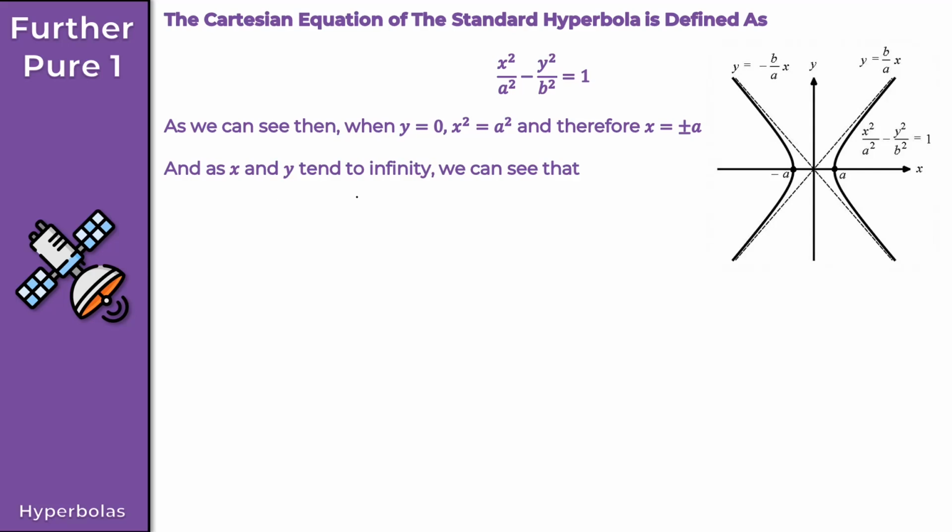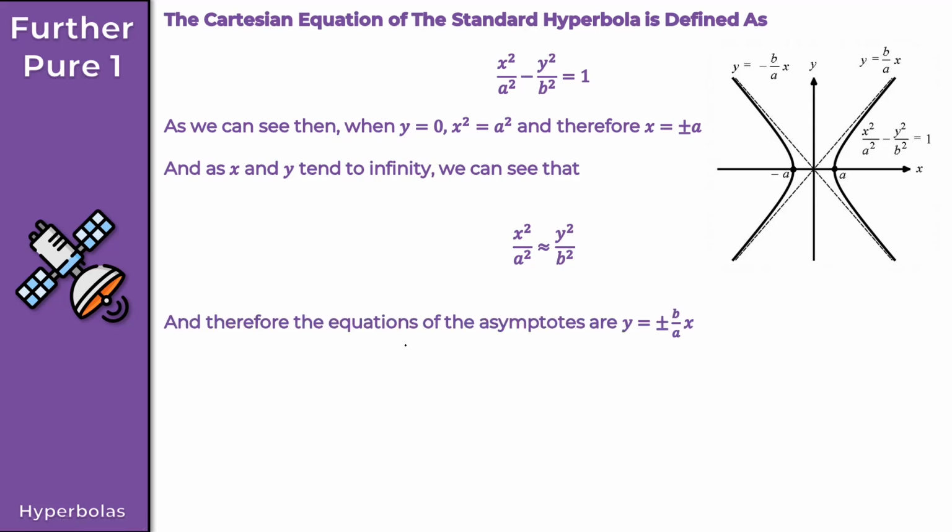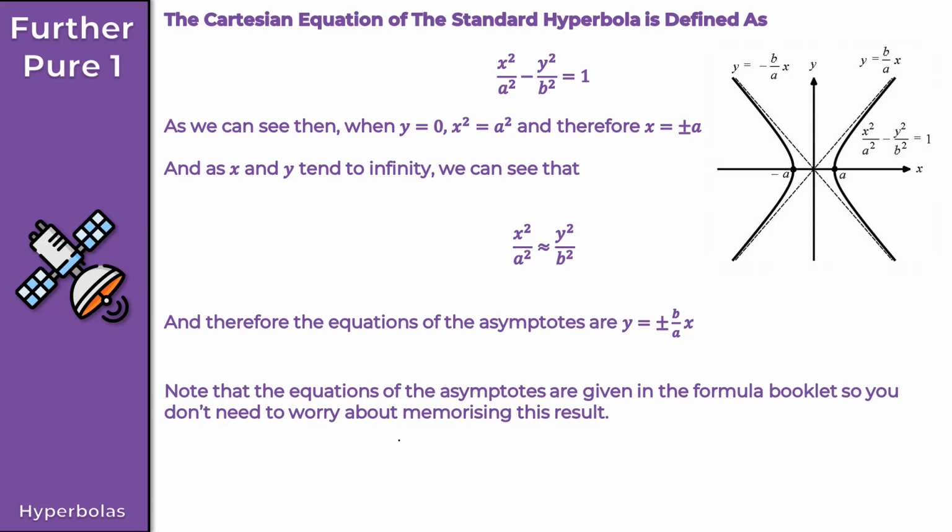And as x and y tend to infinity, we can also see that x squared over a squared is approximately y squared over b squared. And in that case, the equations of the asymptotes are given as y equals plus or minus b over a x here, which we've already discussed, right? We get y equals b over a x and y equals minus b over a x here, okay? And then finally, just note here that the equations of the asymptotes are given in the formula booklet, so it's not something that you need to worry about memorizing, which is always a good thing, right?